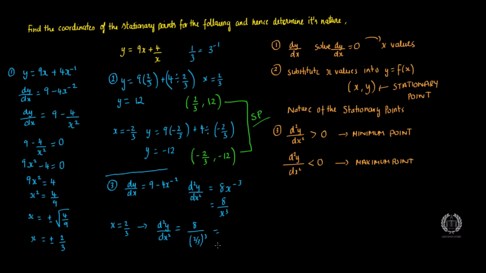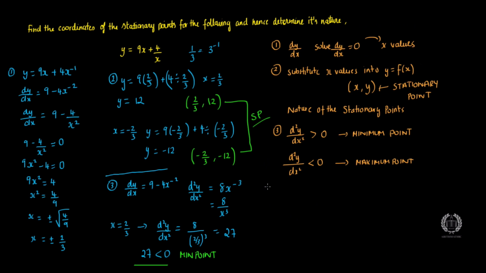Now, if you put this in your calculator, that should give you 27. Is that greater or smaller than 0? That is greater than 0, isn't it? So as that is greater than 0, therefore this is going to be a minimum point. So this will be a minimum point for this one. I'll write the final answer here as well, so you know.